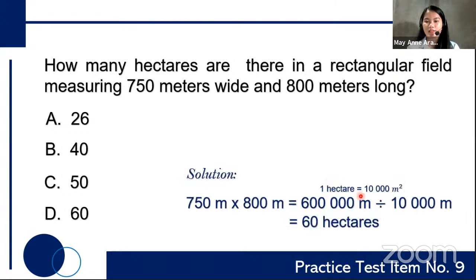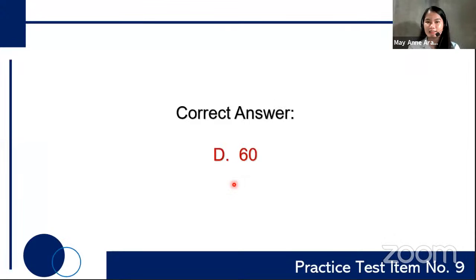Now, one hectare is equal to 10,000 square meters. So just multiply. You can easily identify the answer because of the result. So 750 meters times 800 is 600,000 square meters. Divided by 10,000 square meters, you have 60 hectares. Okay, the answer is letter D.